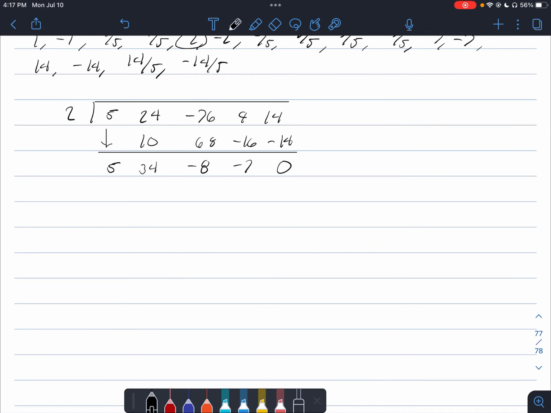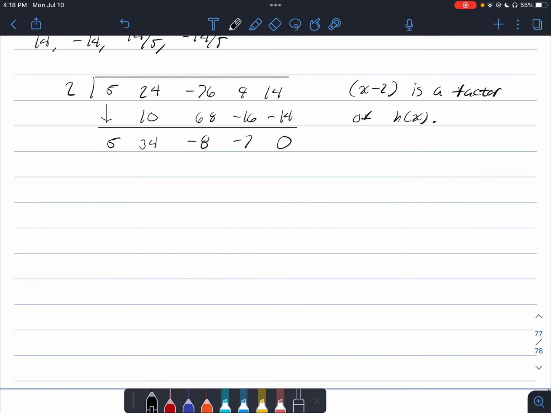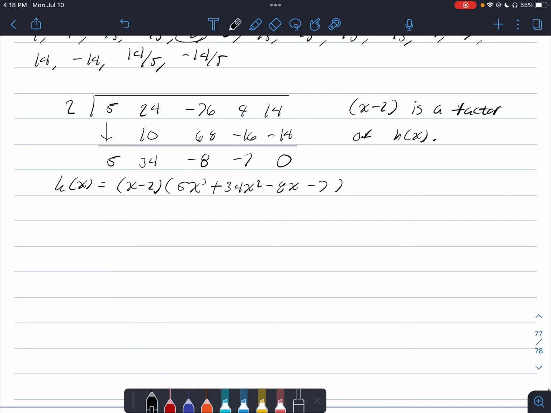So that means that x minus 2 is a factor of h of x. Okay? And this also means that h of x can be written as x minus 2 times 5x to the third plus 34x squared minus 8x minus 7.